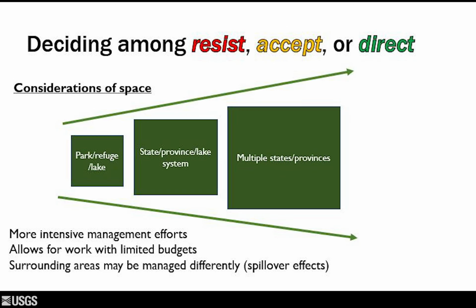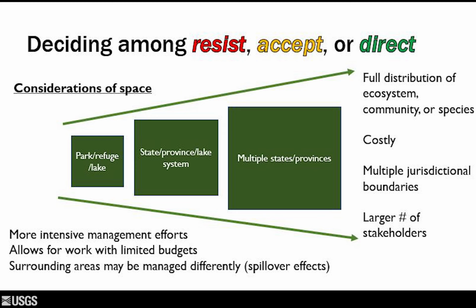So you might wonder when you would consider using resist, accept, and direct. And a lot of factors can play into this. Abby will get more into this later in the talk, but considerations of scale are certainly very important. Spatial scale in particular: at smaller spatial scales, you can have more intensive management efforts and work with limited budgets. But a disadvantage of that is you may have spillover effects from surrounding regions that are managed differently. At larger scales, you may be able to operate at the full distribution of a particular ecosystem or species. But these large scale actions are likely to be more costly, and you have to involve more jurisdictional boundaries and a much larger number of stakeholders.